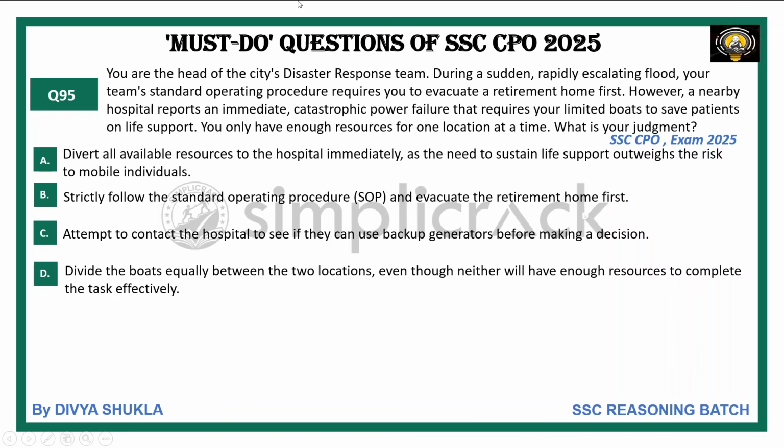So if you are having resources for only one location, you can't divide the boat equally. You have only for one. If division was possible, then it would have mentioned more than one resource, or he would not have mentioned this part. That is why option D is eliminated. Why did I choose to eliminate option D in the starting only?